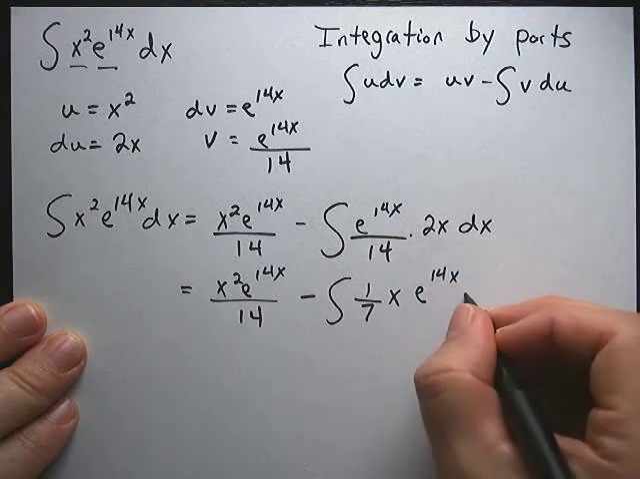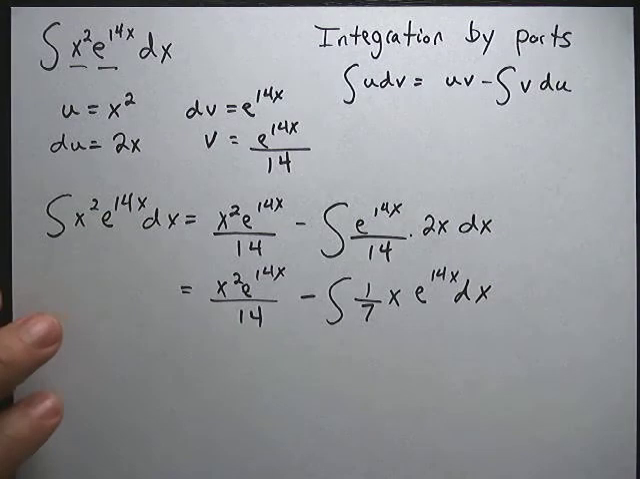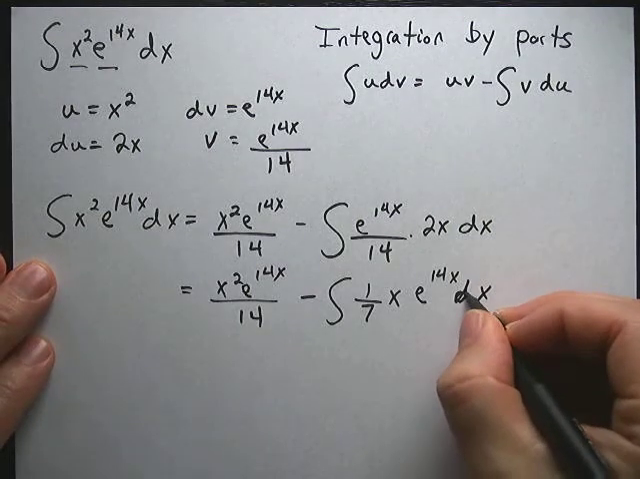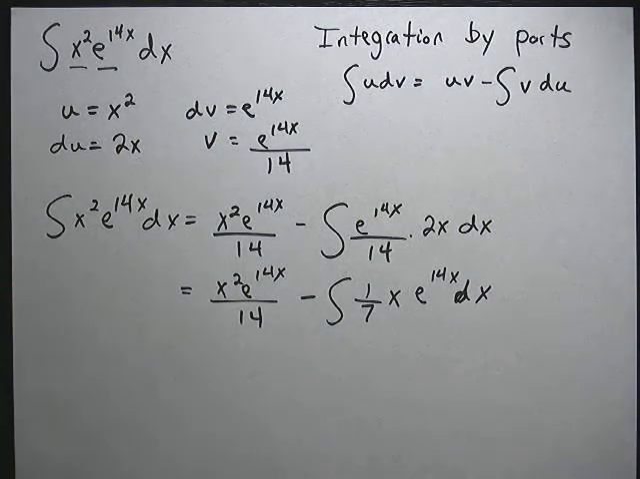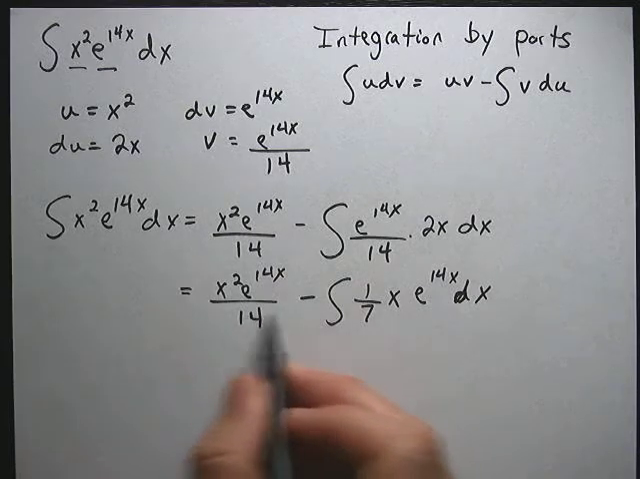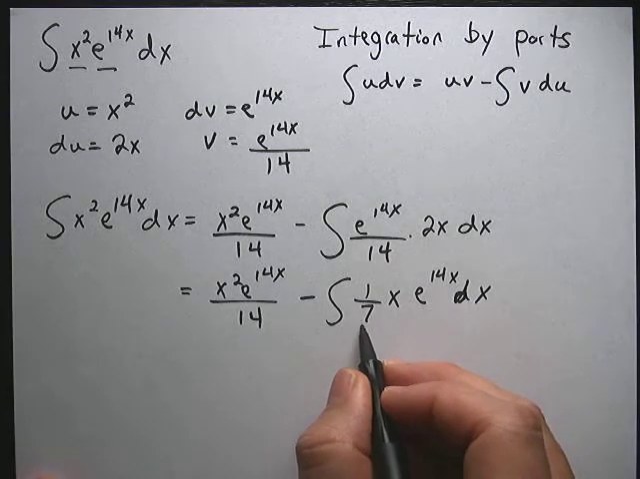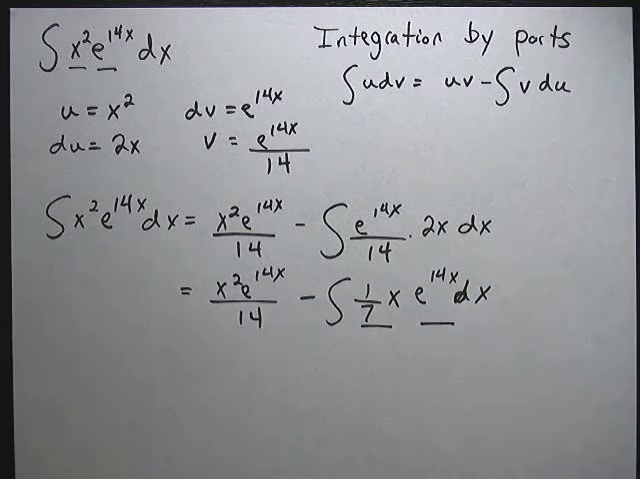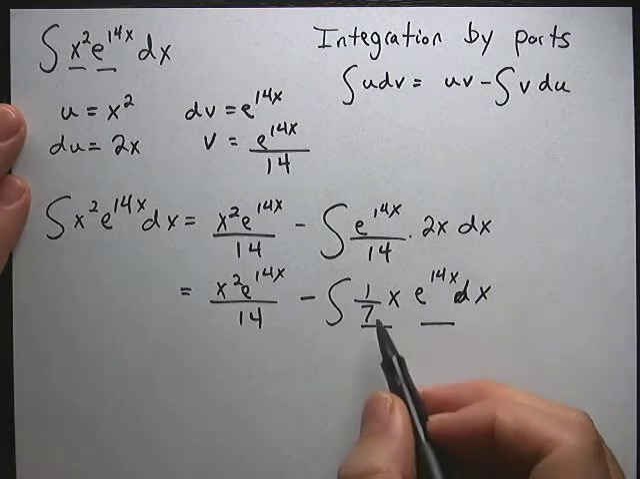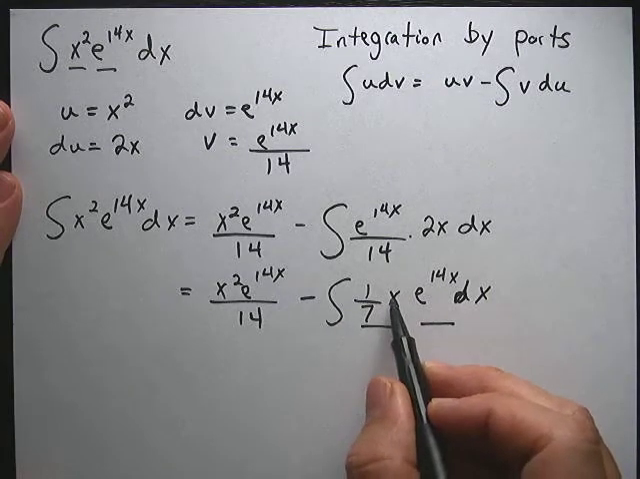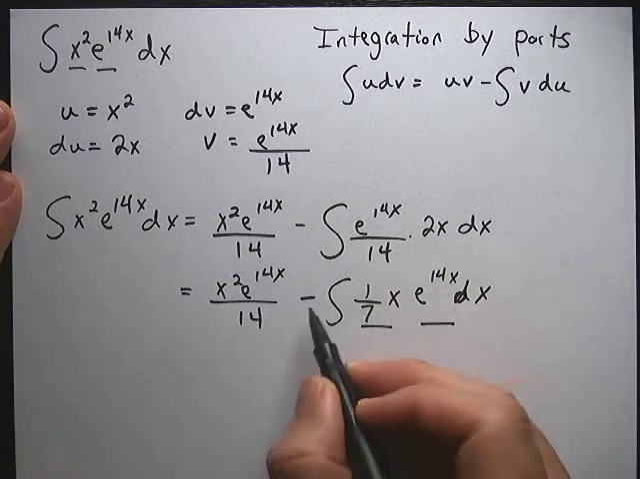so minus the integral of 1 over 7 x e to the 14x dx. Okay, so we've helped ourselves a bit, but we haven't completed using integration by parts yet, because it looks like we're going to have to do it again. This term is going to stay, it's just going to get tagged along, but now we have one new term. So if we do this process again and choose our u to be, let's even choose it to be negative 1 over 7x.